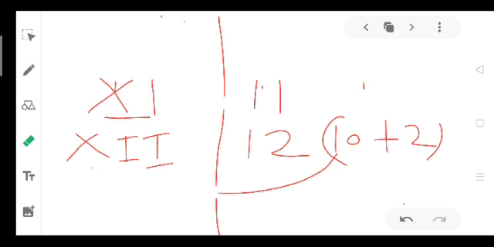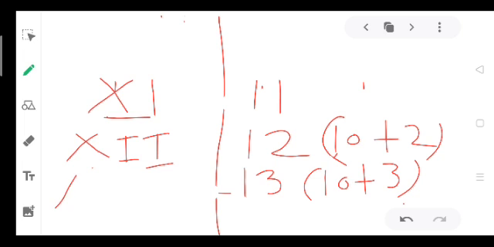Then next is 13. 13's expanded form is 10 plus 3. So for 10 we use the symbol X. For 3, 3 times I. It becomes 13.